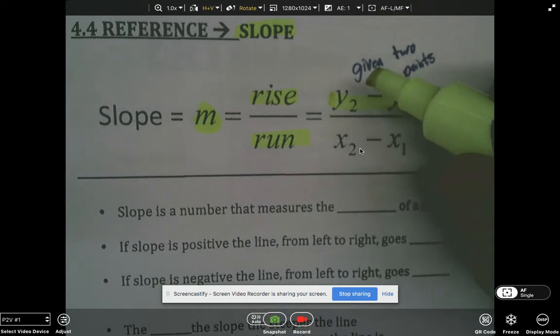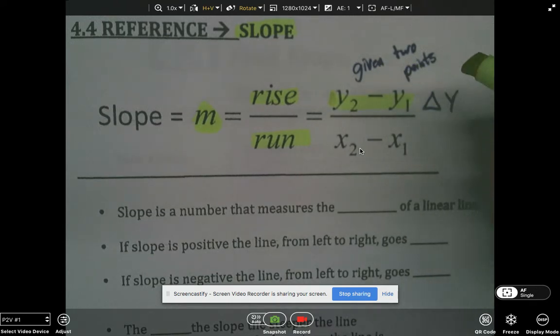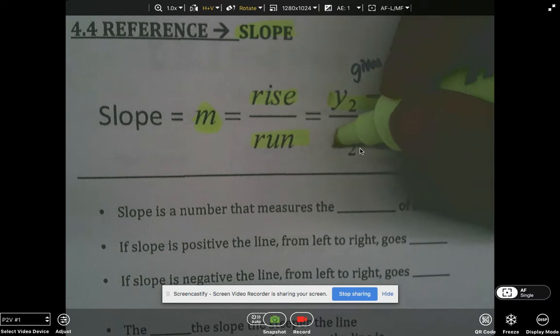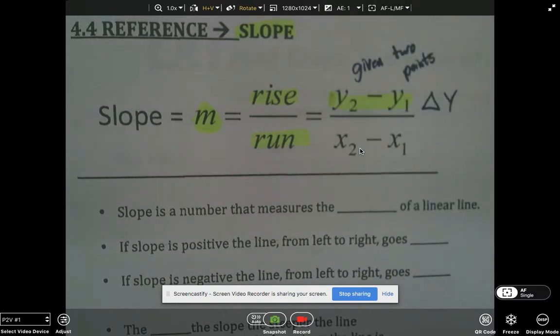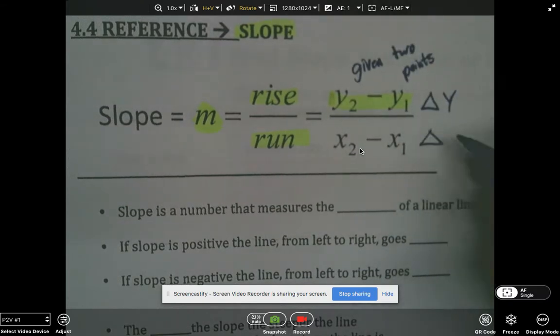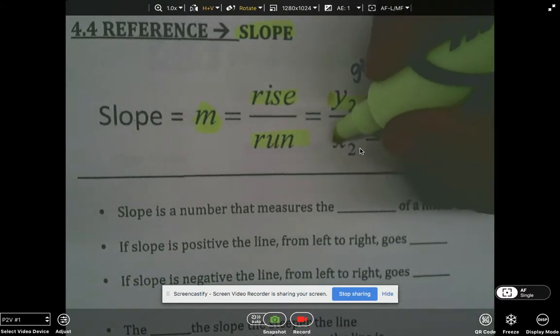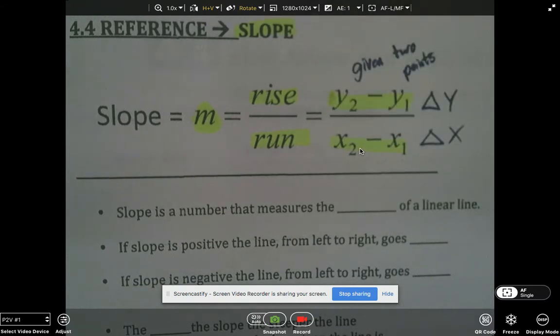Raise your hand: the y-axis, does that control left or right when you're moving, or up and down? Yeah, up and down. So that's your rise, and then your run. You find your difference in your x values. That'll be your run. Raise your hand: what does your x control, left or right, or up and down? Left and right, so that's your run.